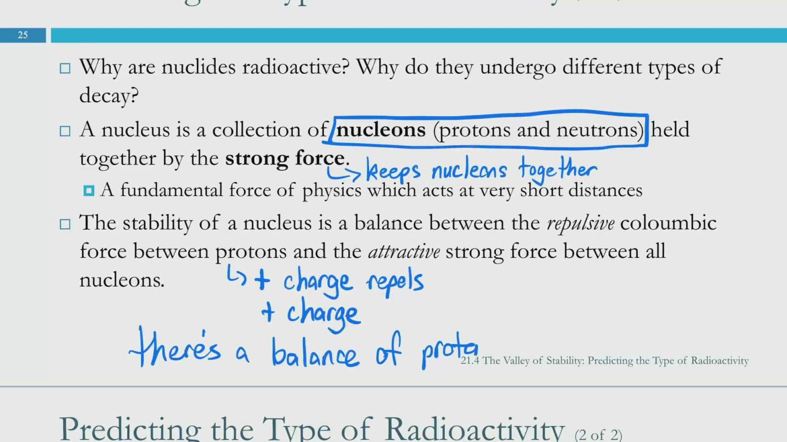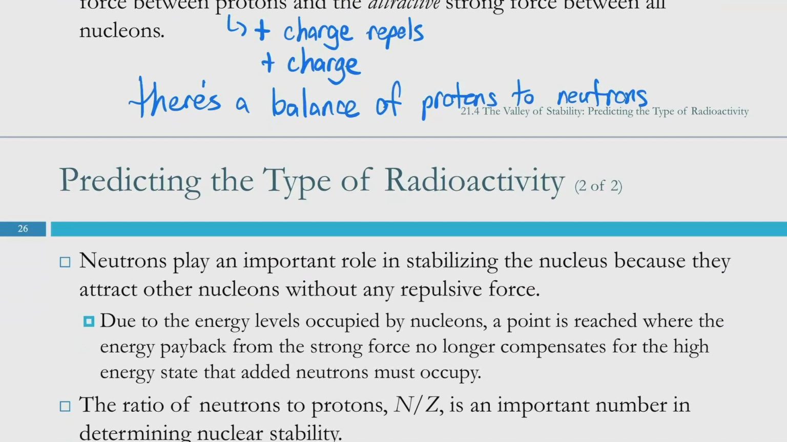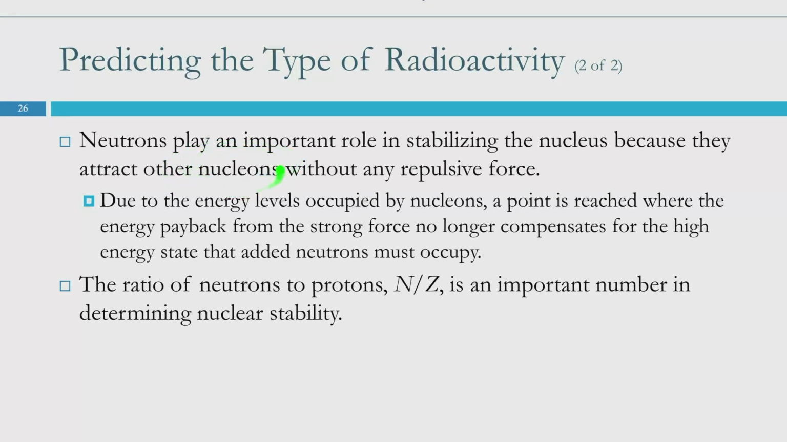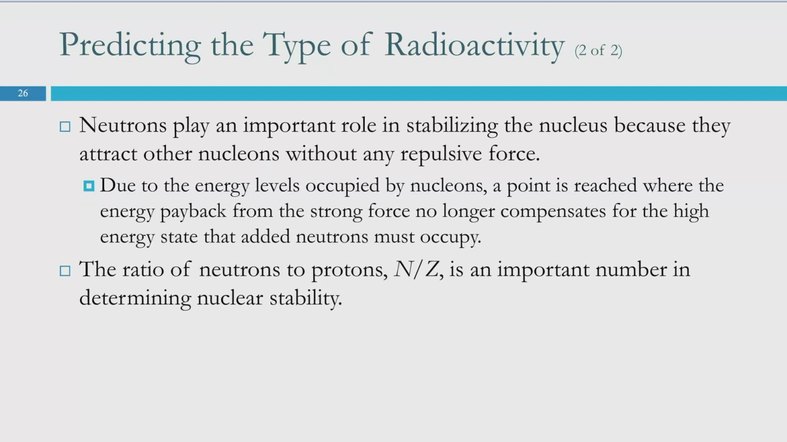So there's a balance of protons to neutrons that you can have that will be stable in a nucleus. Too many protons, it's unstable. Too many neutrons, it's also unstable. Neutrons are helpful because they attract the other nucleons. If we're thinking about magnets, they attract the protons. They probably also attract neutrons. And they don't have any of the repulsive force that comes along with having positive charge.